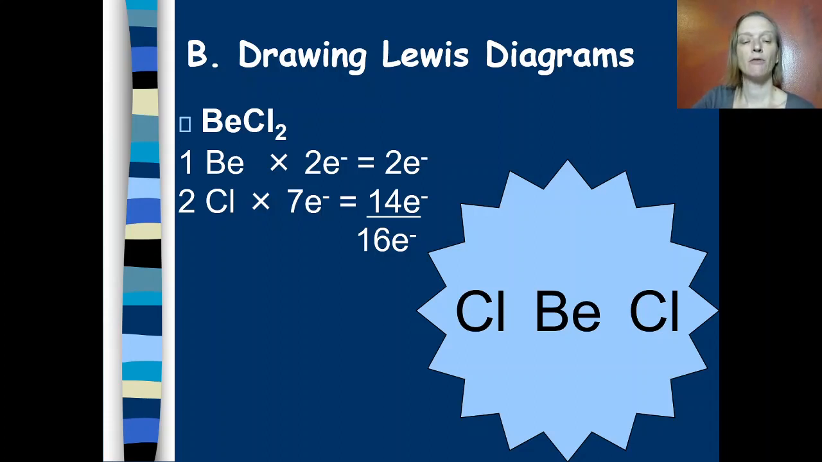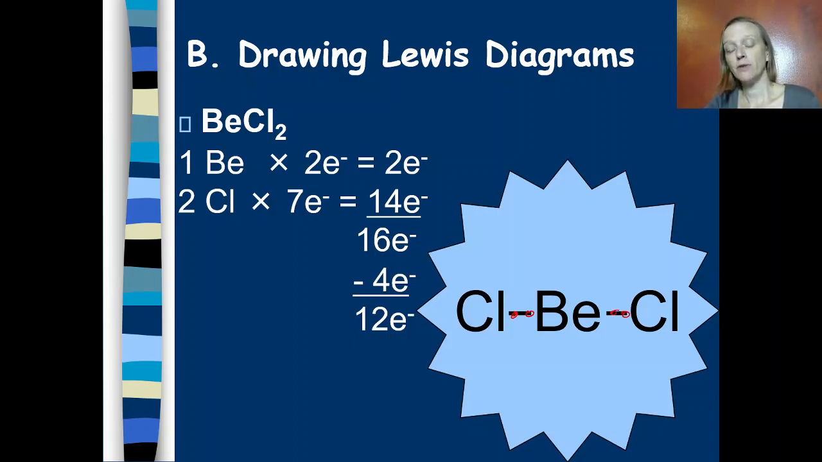Step 3, form covalent bonds between the atoms, the minimum number of covalent bonds you need to actually make everything stick together. And here I've represented 1, 2, 3, 4 electrons. So I only have 12 electrons left to add to my diagram.